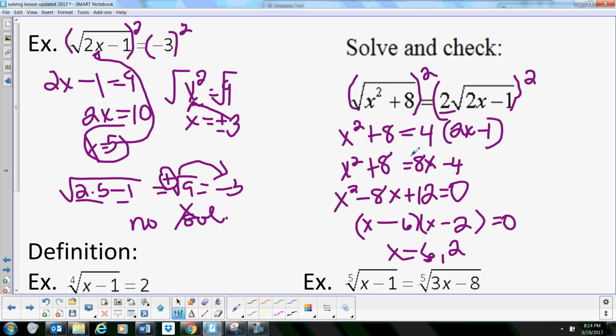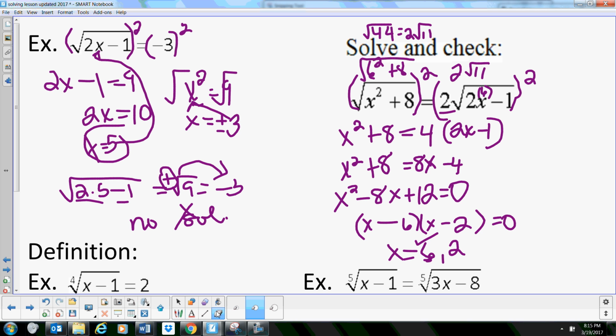Now we need to check these and make sure they work. So let's plug in the 6 first. So 6 squared plus 8. That's 36 plus 8, which is 44. So we're looking at the square root of 44, which is 2 root 11. And then let's plug a 6 in here, and we get 12 minus 1, which is 11. So we also have a 2 root 11. Okay, so it looks like 6 is going to check for us. It works.